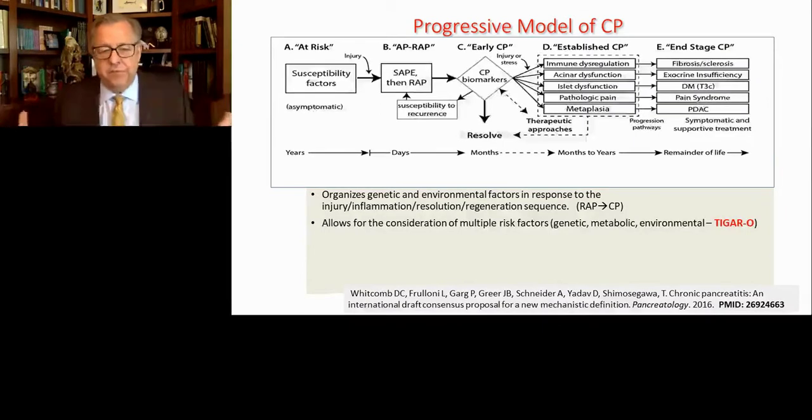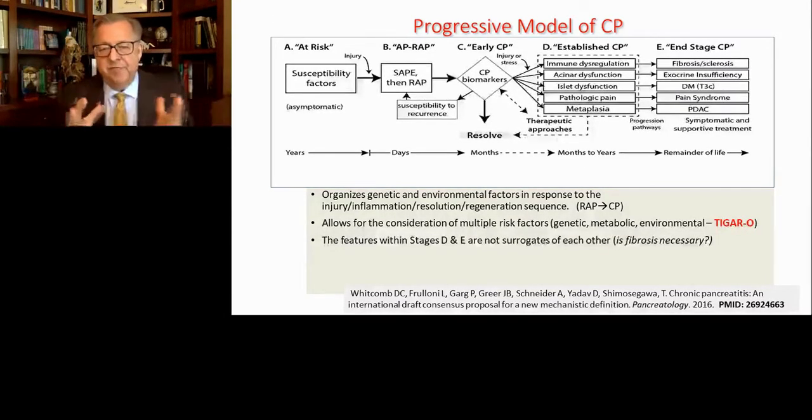In addition, it allows for the consideration of multiple risk factors. Some are genetic, some are metabolic, some are environmental. We've organized these into a system called TIGER-O, which is an acronym I'll talk about on the next slide. What we see is the features of the end-stage disease are not surrogates of each other. They're caused by different cell types.